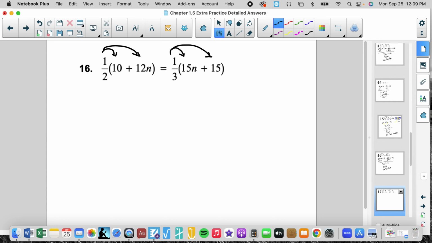So 1/2 times 10 is 5. 1/2 times 12n is 6n. 1/3 of 15n is 5n. 1/3 of 15 is 5. We're going to move the variables over.